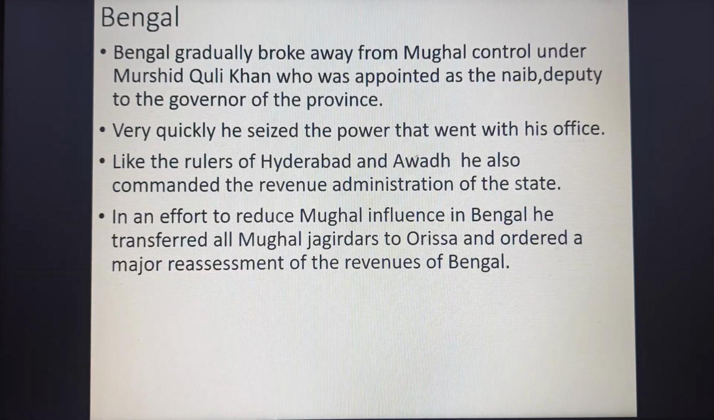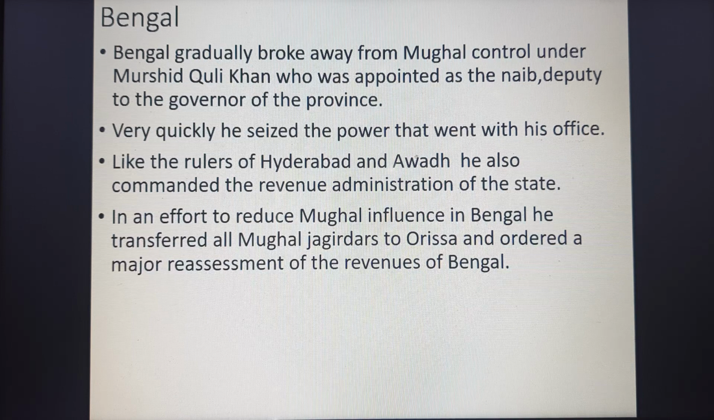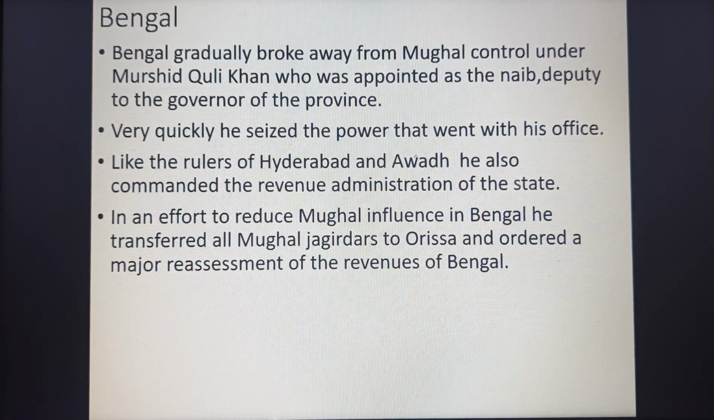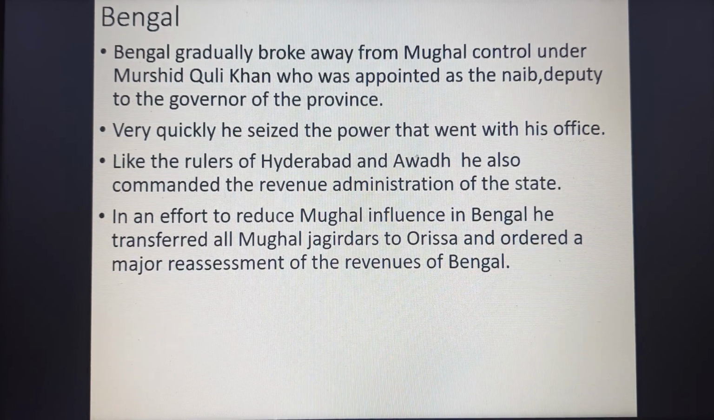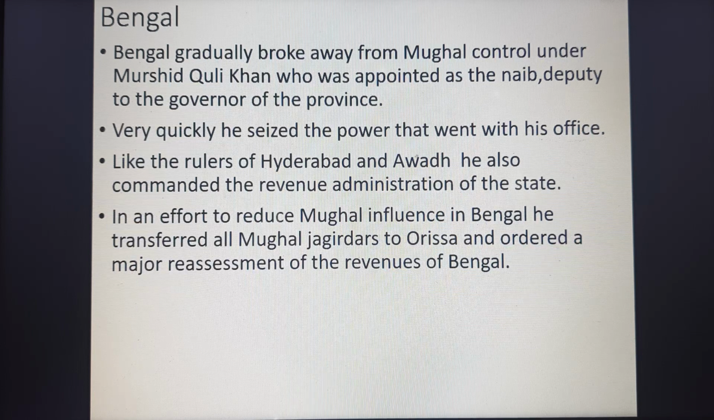Bengal gradually broke away from Mughal control under Murshid Quli Khan, who was appointed as the Naib, deputy to the governor of the province. What is a Naib? Basically a landholder, or one who has control over the area. So that is a Naib. Like if you go to Haryana or Punjab, there is a post called Naib Tehsildar. He takes control over the land, and whatever land revenue is collected, is collected by him. He is the officer. If you want a piece of land in your name, then only he can help you. He will put his signature and the things will happen.